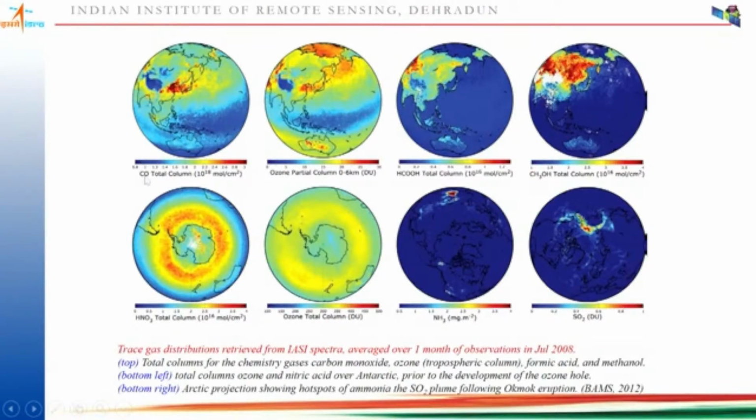The carbon monoxide total column, as measured from a polar orbiting satellite, total column ozone, HCHO, CH3OH, ammonia, ozone, and so on, SO2, nitric acid. So these are some of the species which can be measured from these satellites. This is the total column from polar orbit or meteorological satellites also.